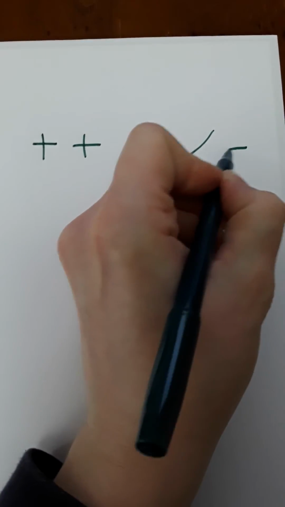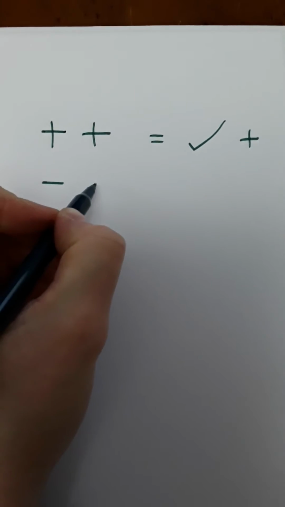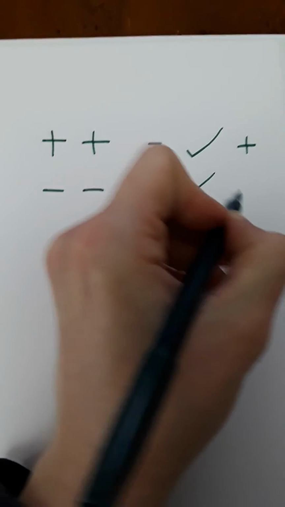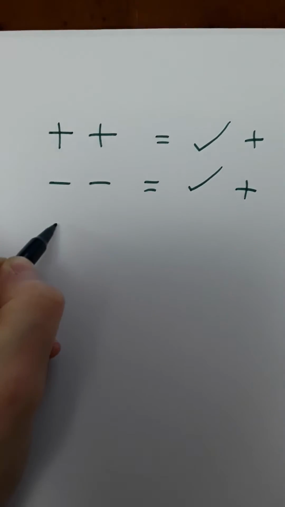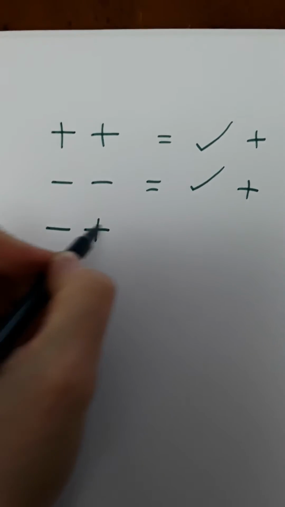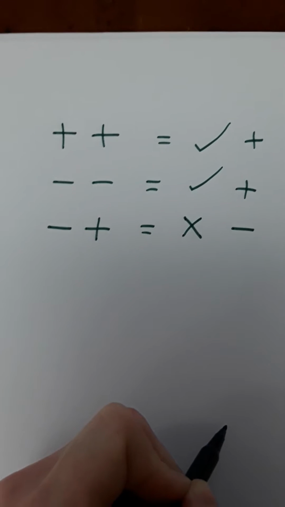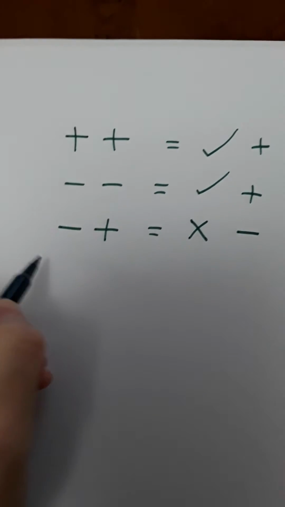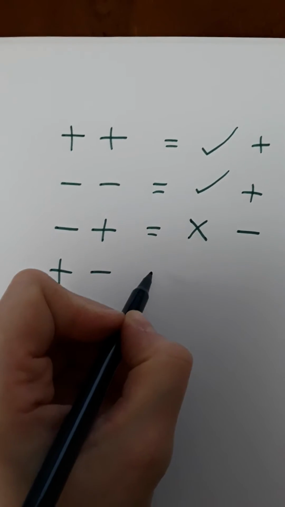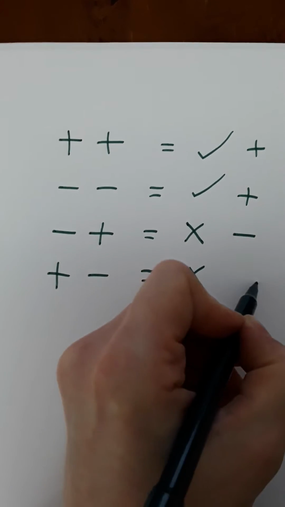So this is how I remember how signs interact. If good things happen to good people, well, that's fair, so that's positive. If bad things happen to bad people, well, that's fair too, so that's positive. But if bad things happen to nice people, to good people, that's unfair, so that's negative. And if good things happen to bad people, well, that's unfair, so that's negative.